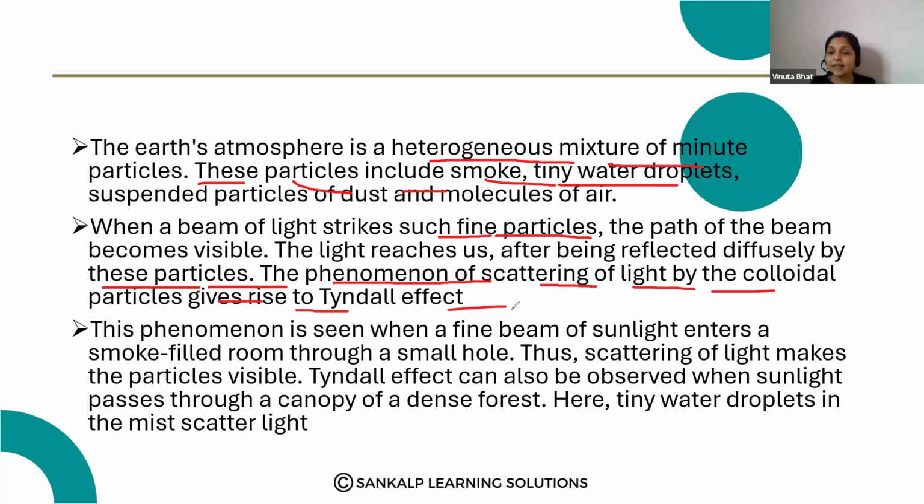The scattering of light makes the particles visible, and the Tyndall effect can also be observed when sunlight passes through the canopy of a dense forest. So in a dense forest also we can observe this type of Tyndall effect. And tiny water droplets in the mist scatter light. So these are all examples of the Tyndall effect.